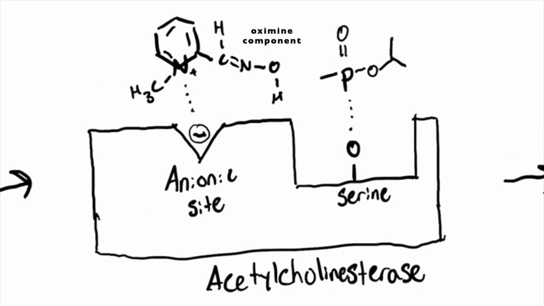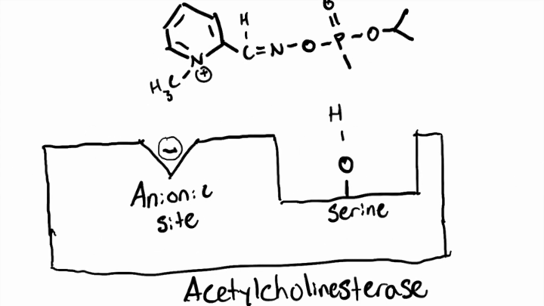The oxime group in 2-PAM has a very high affinity for the phosphorus atom of the organophosphate and has the ability to cause the bond between the organophosphate and the serine residue to hydrolyze. This releases the free serine residue and regenerates the function of the acetylcholinesterase. This only works if the bond between the serine and the organophosphate has not aged.